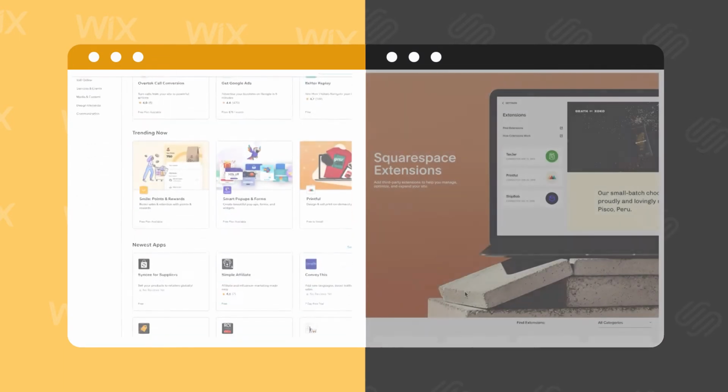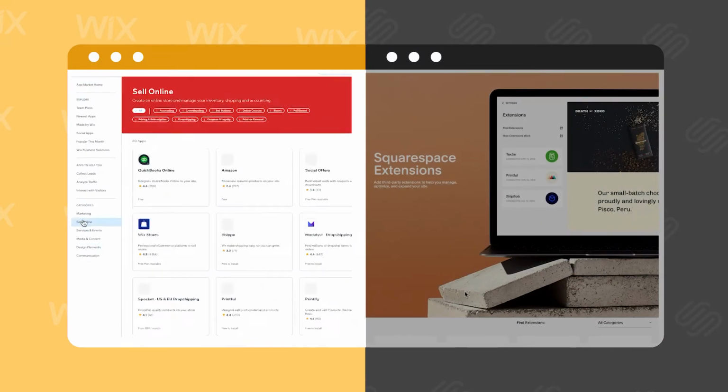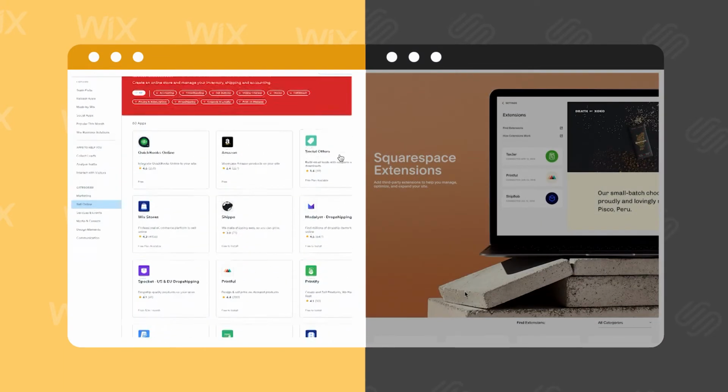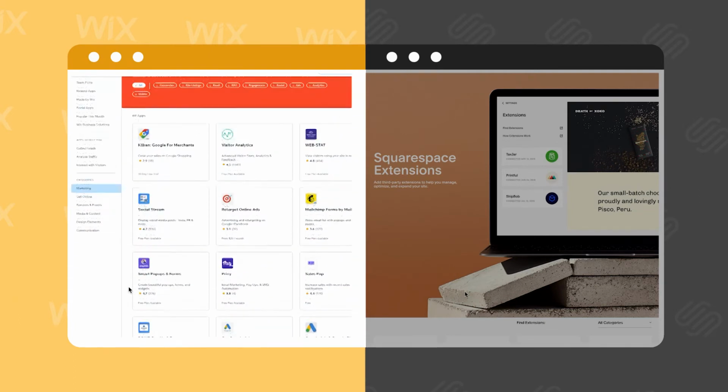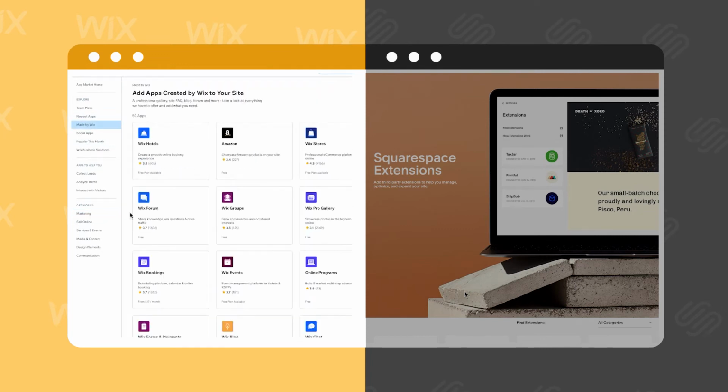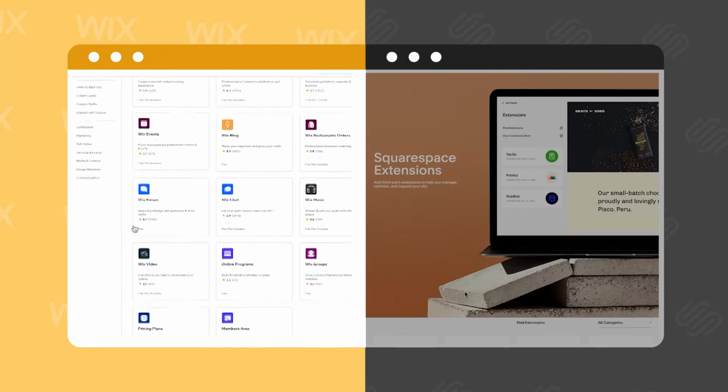With Wix, you can access over 300 apps on the App Market to enhance your site. Most of them are development apps that support the creation of websites. Therefore, those who want to open an online store will need to go for apps from third parties.